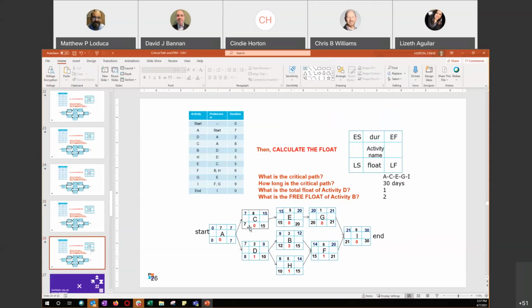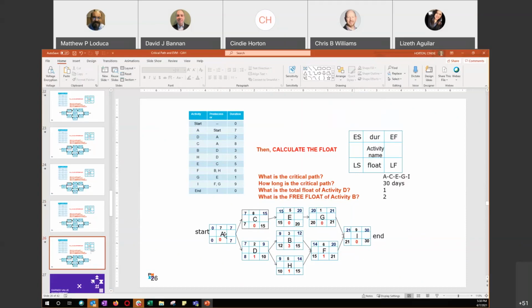Right. We finish out the calculation. We see 10 minus 2 is 8, and 15 minus 8 is 7. Again, bringing the lower number back to 7. 7 minus 7 is 0. Now we have our floats of 0, 0, 0, 0, 0. We can see here our critical path is A, C, E, G, and I.